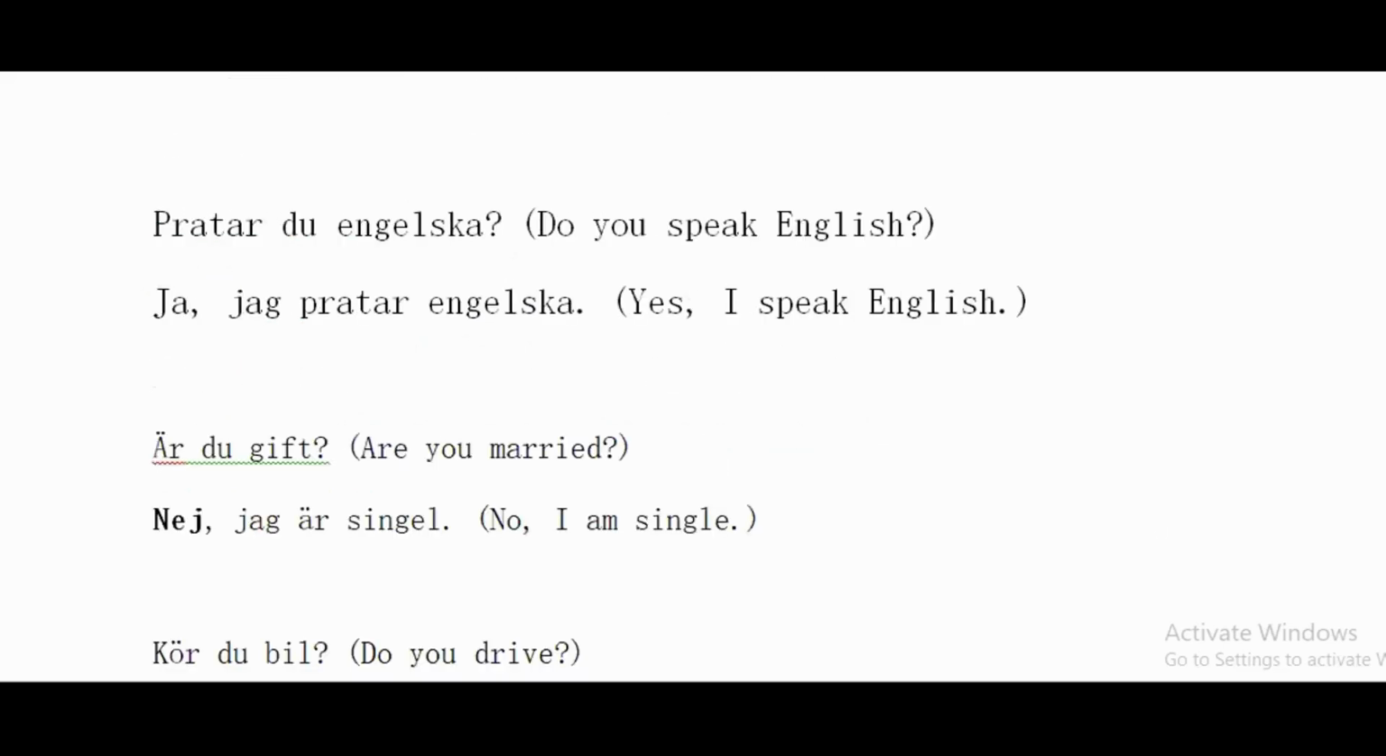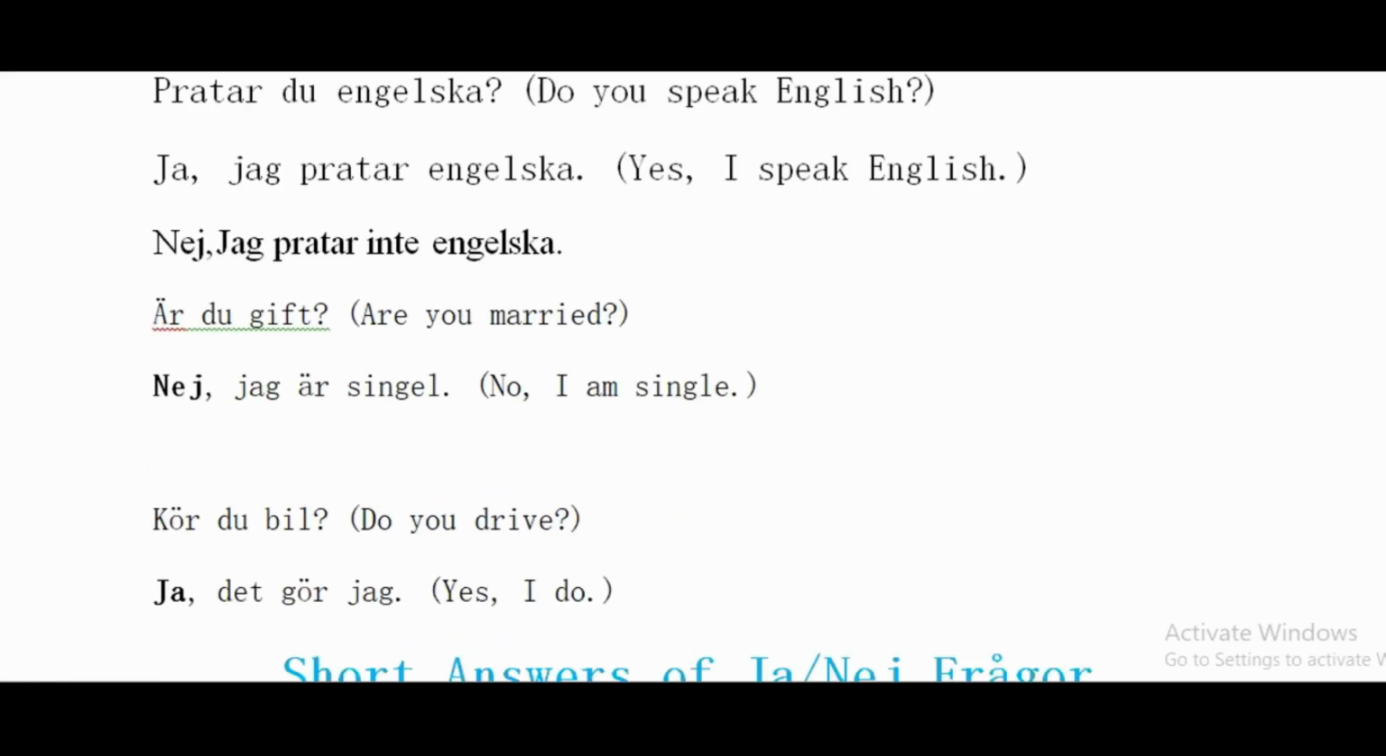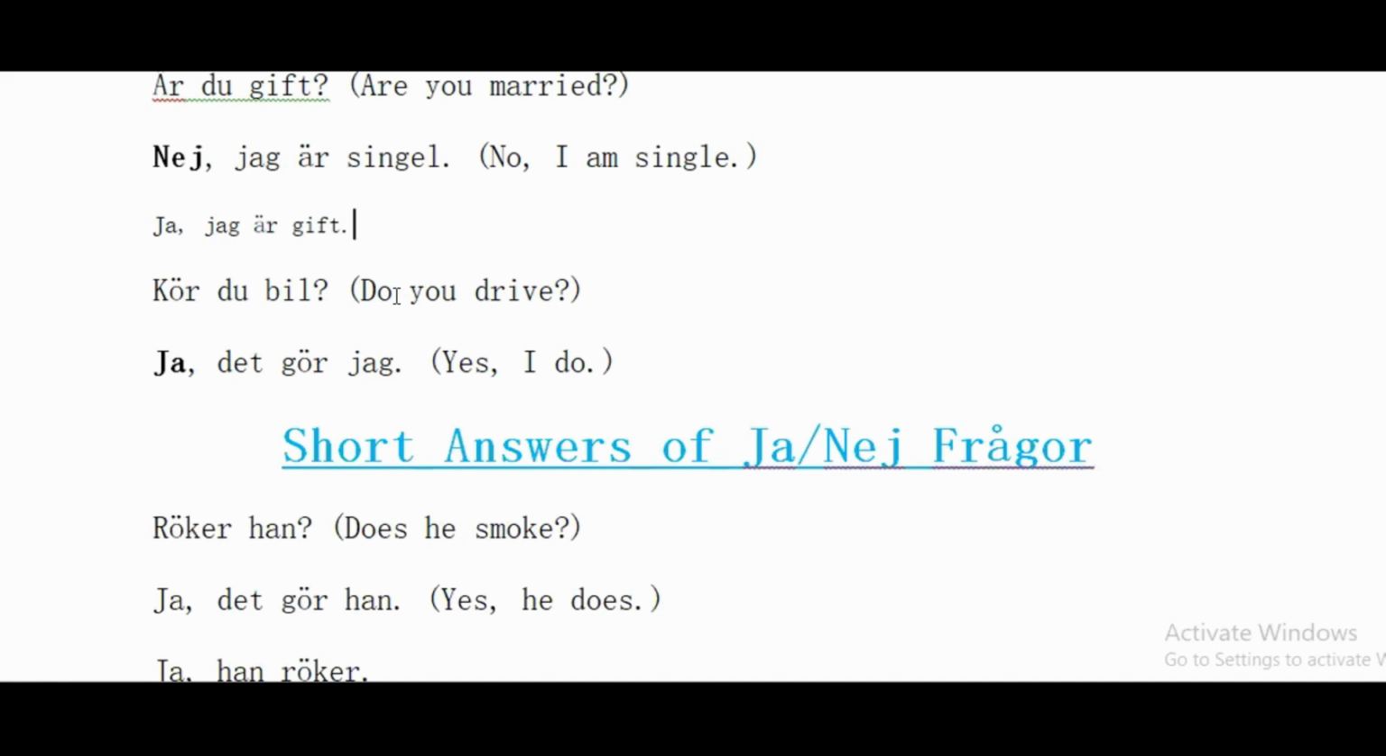Pratar du engelska? Do you speak English? Ja, jag pratar engelska. Yes, I speak English. And if you don't speak English, you can write nej, jag pratar inte engelska. No, I don't speak English. Är du gift? Are you married? Nej, jag är singel. No, I am single. And if I'm married, I would write: Ja, jag är gift. Yes, I am married. And if you want, nej, jag är inte gift. No, I'm not married.